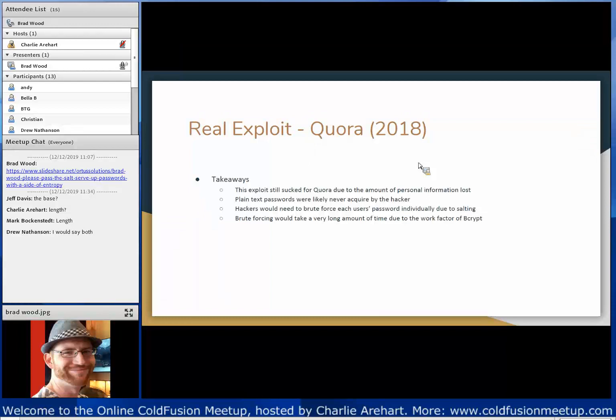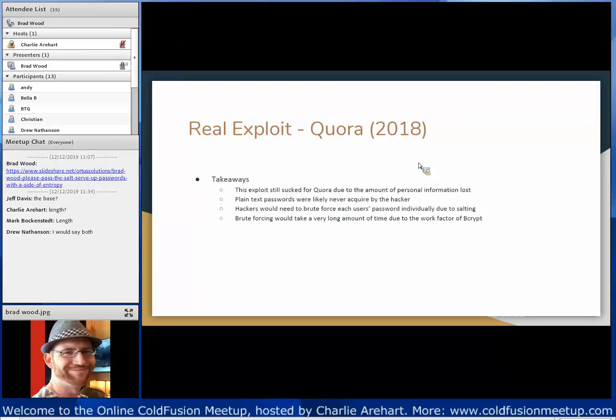There was personal information that was lost, but none of those plain text passwords were likely ever acquired by the hackers due to their use of bcrypt. Even though those digests were visible in the database to the hackers, they weren't ever able to reverse engineer those back into the plain text due to the use of bcrypt, which has iterations, has key stretching, and has salting.